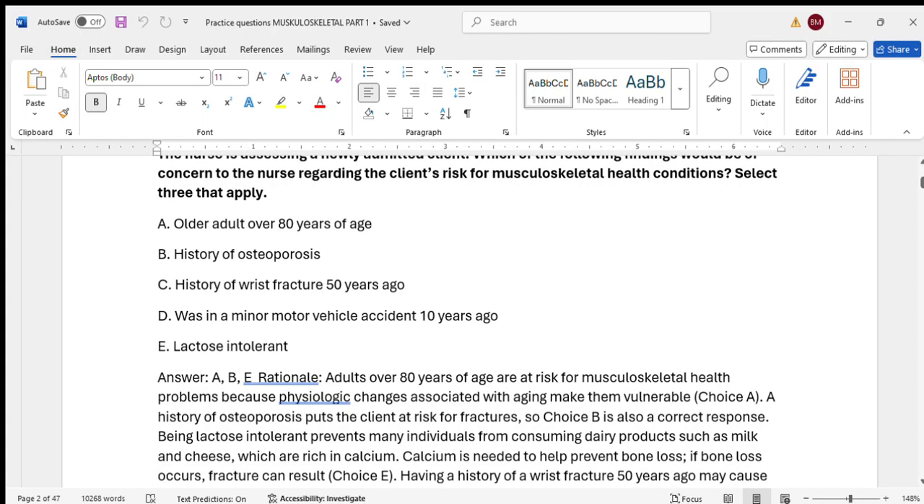And then we have E, lactose intolerant. Let me see what we have in the rationale. Adults over 80 years of age are at risk for musculoskeletal problems. We know that, associated with aging, which makes them vulnerable. A history of osteoporosis, that's option B, puts the client at risk of fracture. Yes, so B also is a correct response. Being lactose intolerant prevents many individuals from consuming dairy products.